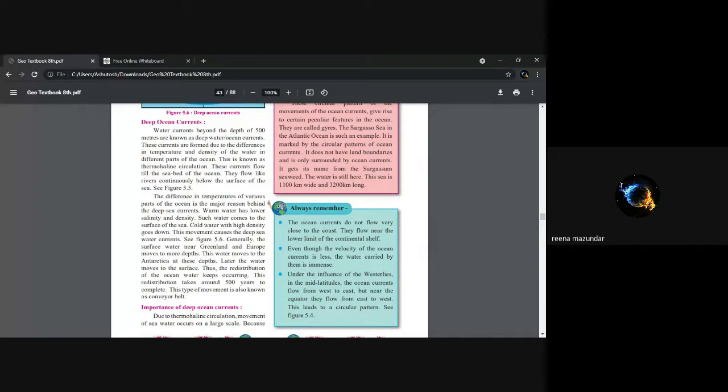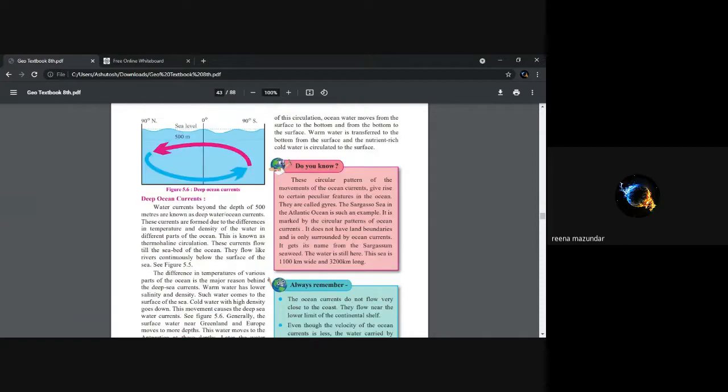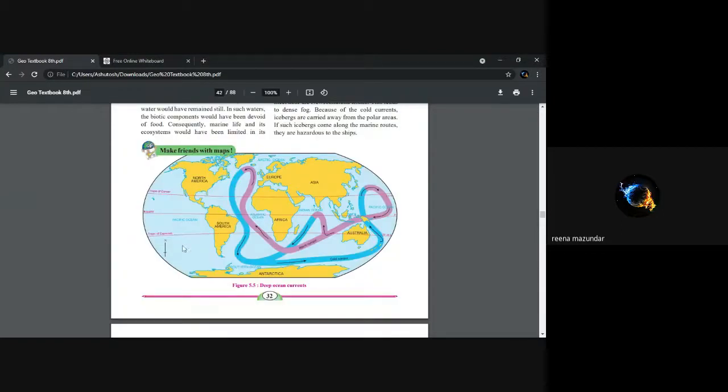Generally, the surface water near Greenland and Europe moves to more depth. This water moves to Antarctic at this depth. Later, the water moves to the surface. Thus, the redistribution of the ocean water keeps occurring. This redistribution takes around 500 years to complete. This type of movement is also known as the conveyor belt. Now, it takes 500 years to do like this.